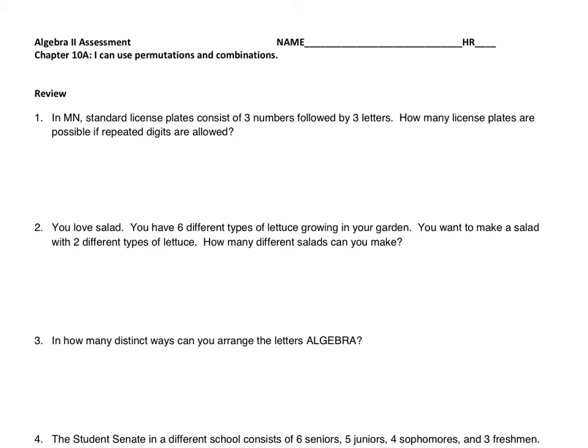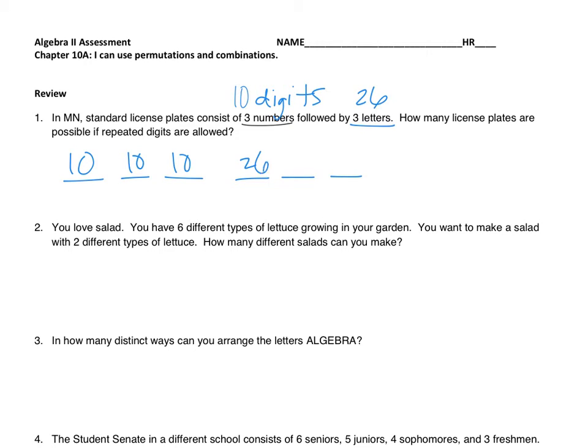So, first up, we've got 3 numbers. A reminder, there are 10 possible digits. And for the 3 letters, there are 26 possible letters. So 1, 2, 3 numbers, 1, 2, 3 letters. If we're allowed to repeat, we can use all 10 digits each of the 3 times, and we can use all 26 letters in all 3 spots. So multiply those all together.